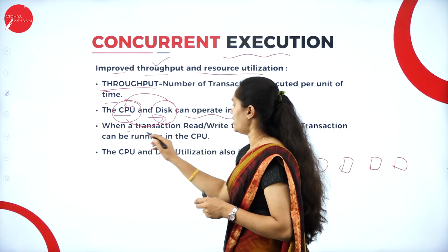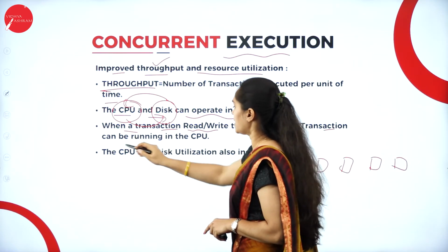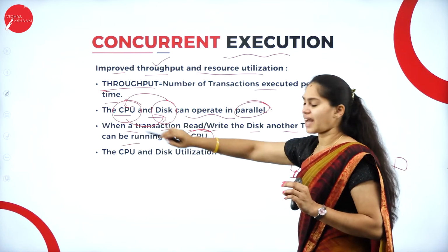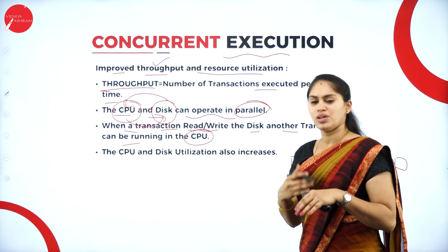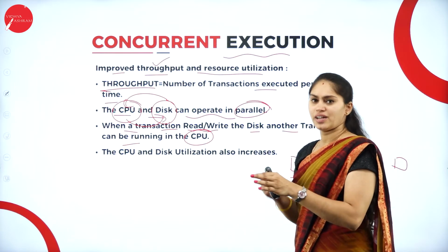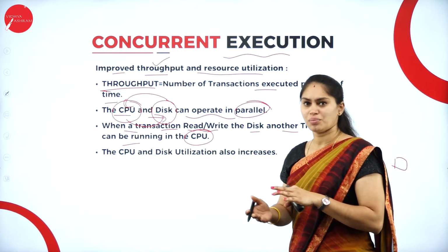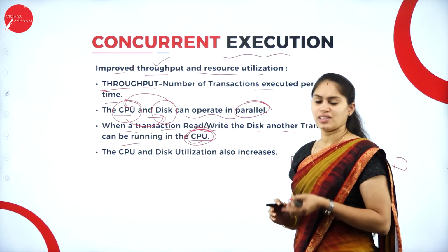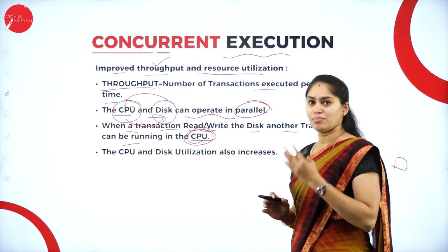So when a transaction either reads or writes the disk, another transaction can be running in the CPU. You can see that we have a disk as well as the CPU. We are using both in a parallel manner. If we are using the disk for a read or write operation, another transaction, which can be either a read or write operation, can utilize the efficiency of this CPU. That means both the CPU and disk need to be used and should not be idle.